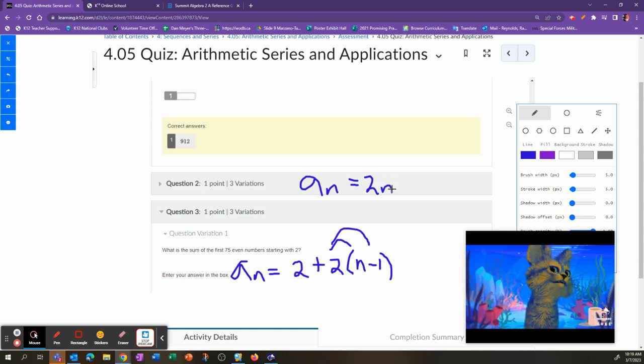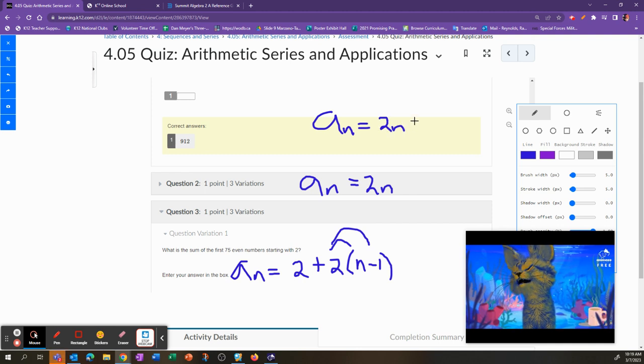2n. This is true. You can find every even number when n is an element of the integers, meaning all the positive and negative counting numbers, including 0. You can find every number. And then for the odd numbers, this is for odd, 2n plus 1. Okay, we don't need that for this one.